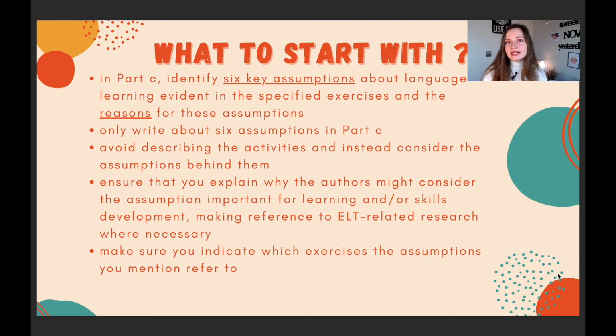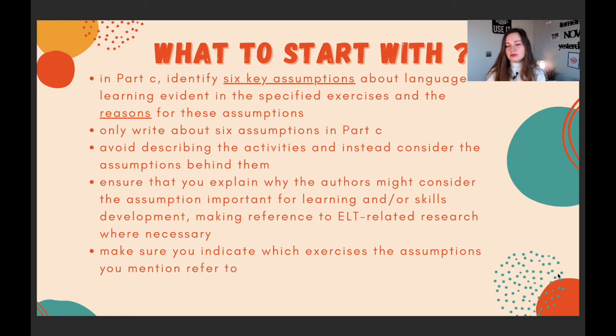In part C, you need to identify 6 key assumptions about language learning evident in specified exercises and reasons for these assumptions. You need to come up with assumptions and the reason. Probably you remember we were talking about the beginning, the structure that might be really helpful when you shape your answer. It is important to do something, it is vital to do something, it is essential to do something, and then mentioning the reason, because, and then you talk about that. Don't forget to mention the reference to the task or tasks. With the help of this, you can gain more marks.